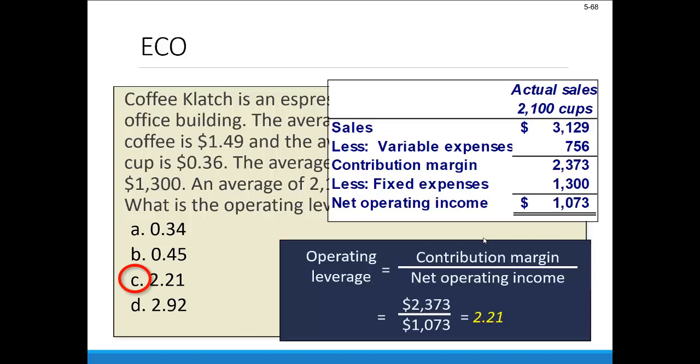So they would have a DOL of 2.21. So at sales of 2,100 cups, 2,100 times their $1.49 price is total sales of $3,129. Variable expenses in total are 36 cents a cup times the 2,100 cups, $756. So total CM $2,373. Fixed expenses of $1,300 leaves them with net income of $1,073. Contribution margin divided by net income, and there's our DOL of 2.21.